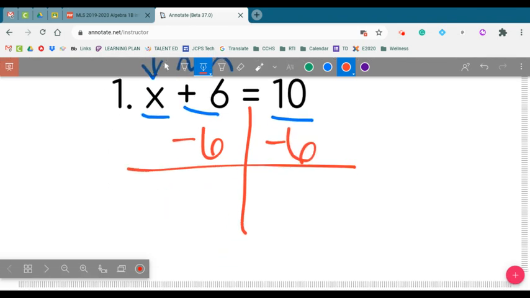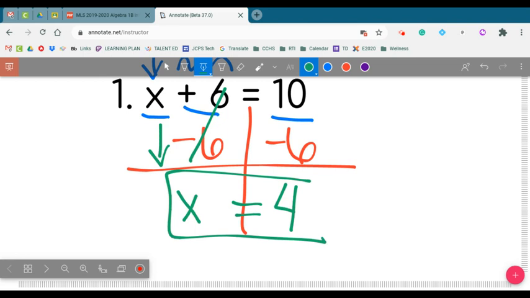I like to draw a line down my equal sign because I know if I put something on one side, I have to put it on the other. Whenever I do positive 6 and negative 6, that cancels, and that just leaves me with x. Then 10 minus 6 is going to give you a positive 4. So x equals 4 would be your answer. We have our variable all by itself on one side of the equal sign, and then we'll have a number on the other side.